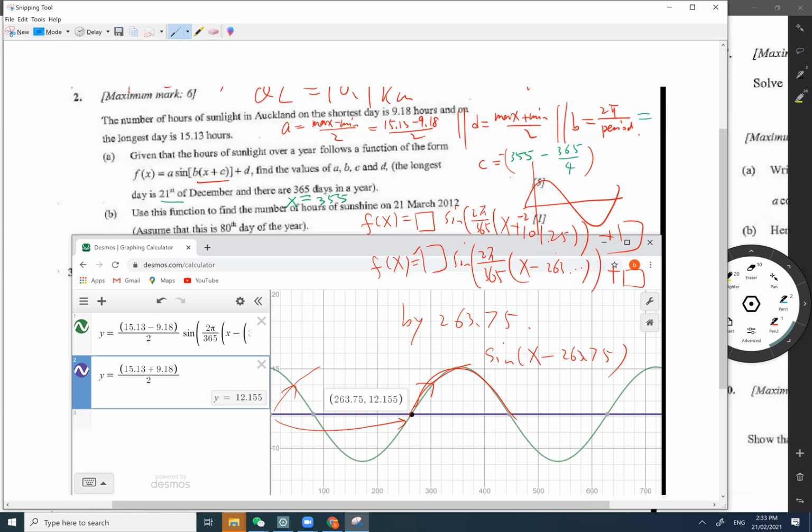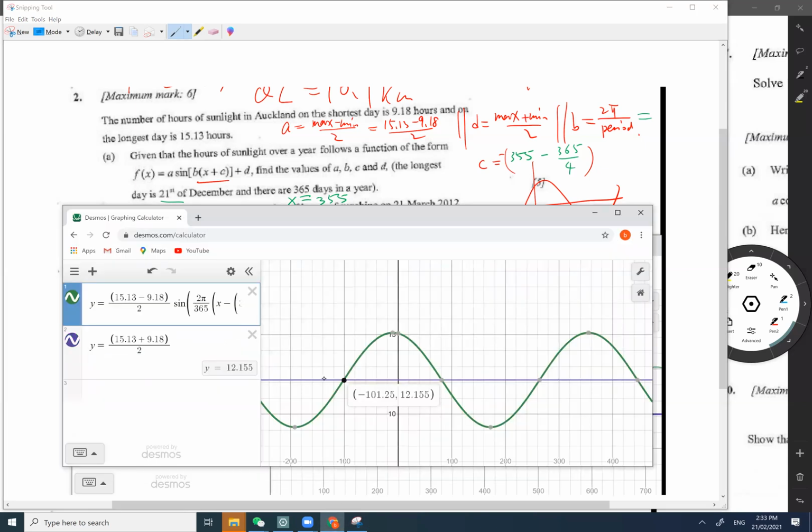If they say c must be positive, then you need to think about 101 here. If they tell you x plus c, c positive, that means you move the curve to the left. If x plus a number, we use 101. If x minus a number, we use 264. It depends on which point you are using. How do you get the other c from one c? Just plus the period.